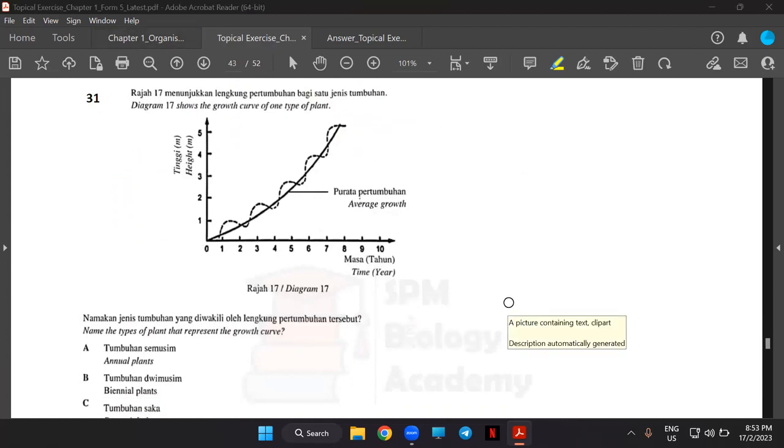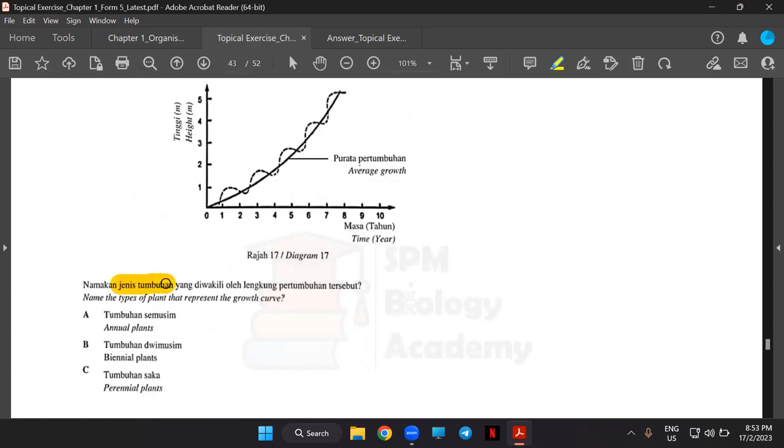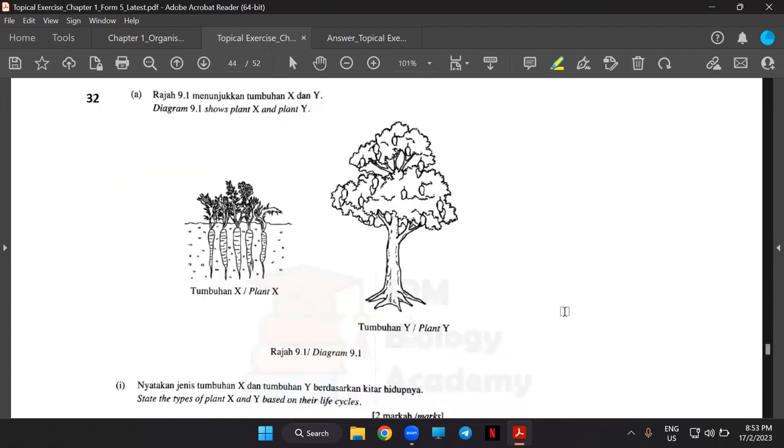Soalan 31. Rajah 17 menunjukkan lengkung pertumbuhan bagi satu jenis tumbuhan. Diagram 17 shows the growth curve of one type of plant. Namakan jenis tumbuhan yang diwakili oleh lengkung pertumbuhan tersebut. Name the type of plant that represents the growth curve. Tumbuhan saka, perennial plant. Yeah. Soalan apa? Soalan essay. Alright.